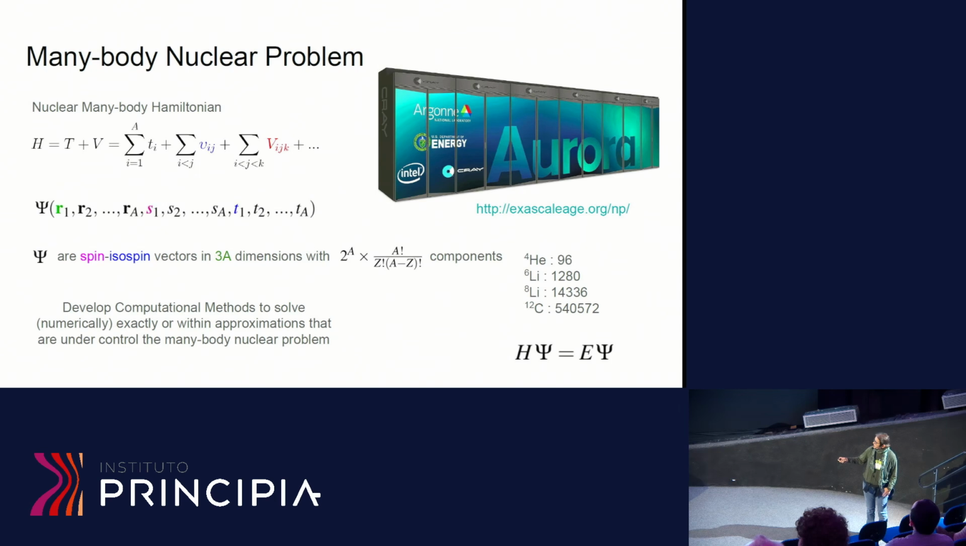Of course, we are retaining several degrees of freedom, so the positions of all the nucleons, their spin and their isospin, and therefore the problem becomes computationally expensive as the number of nucleons increases. And therefore, we have to acknowledge, of course, the resources provided by high-performance computing.